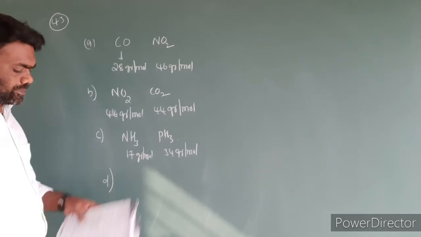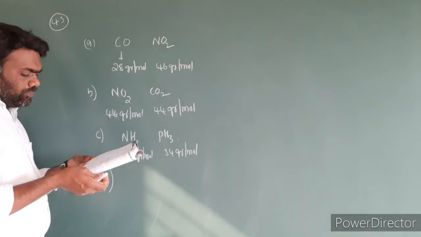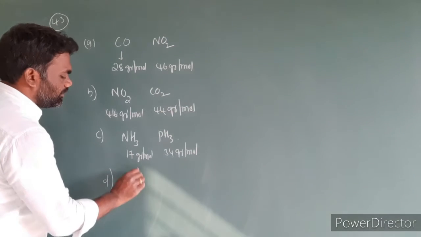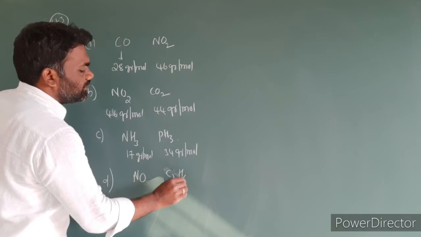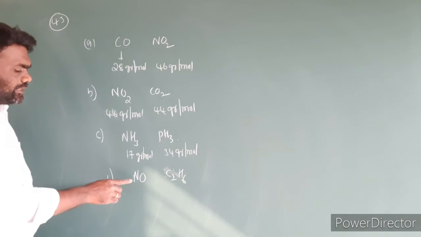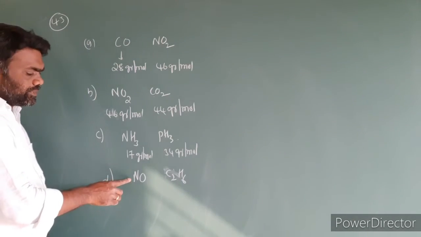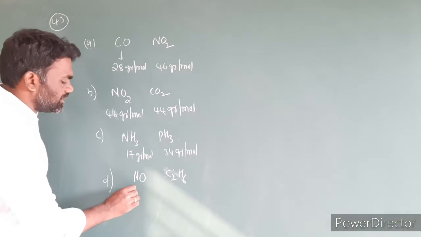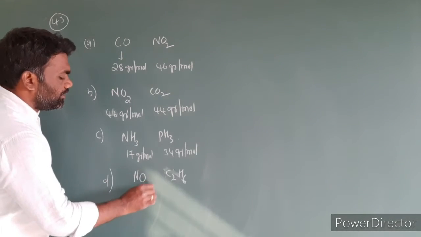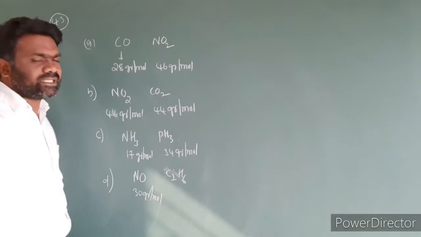So look at the fourth option, NO and C2H6. In the fourth option we have NO, and the second one is C2H6. So here nitrogen is 14 and oxygen is 16. So 14 plus 16 is equal to 30. This is 30 gram per mole.